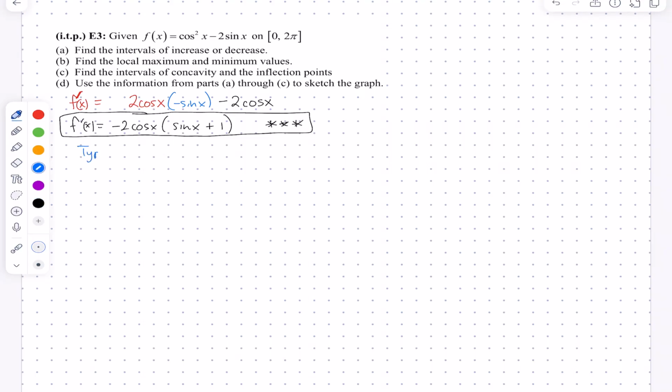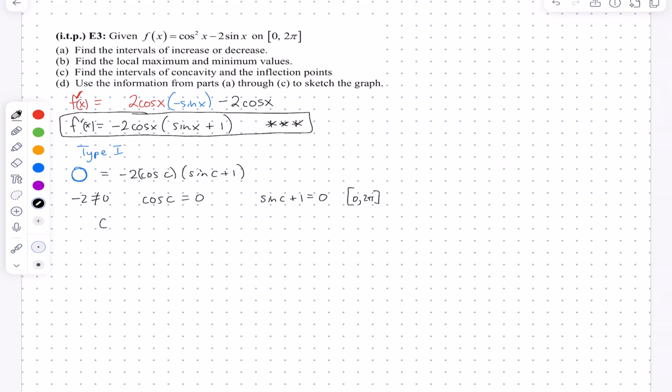So let's look for type 1 critical numbers. Type 1 critical numbers occur when the first derivative is equal to 0, and we end up solving this equation for the letter C. Notice there are 3 factors that multiply to get you 0. -2 is not 0 already, so we're only left with solving these 2 equations for the letter C. So, critical numbers on the interval 0 to 2 pi.